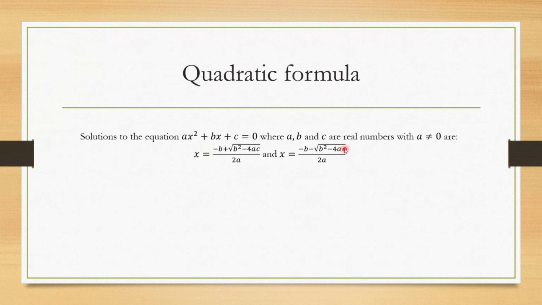Well, this is a lot to write. So what people generally do is this. Instead of writing negative b plus this over 2a, negative b minus this over 2a, people write this, plus or minus. That's what people generally write, just to keep it compact. Okay, that's good. So this is our quadratic formula. Well, let's start doing some examples.